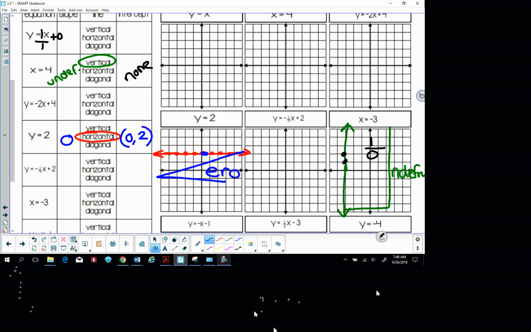What? Oh, I put it on the wrong one. Sorry.